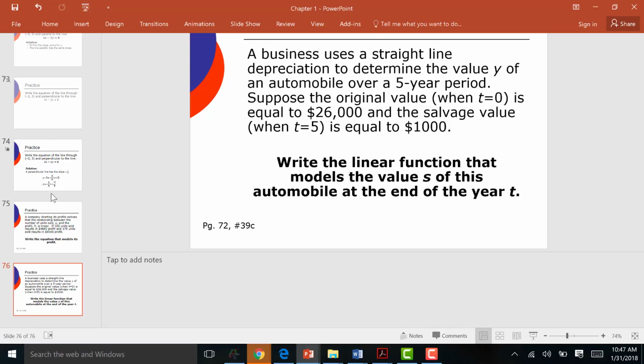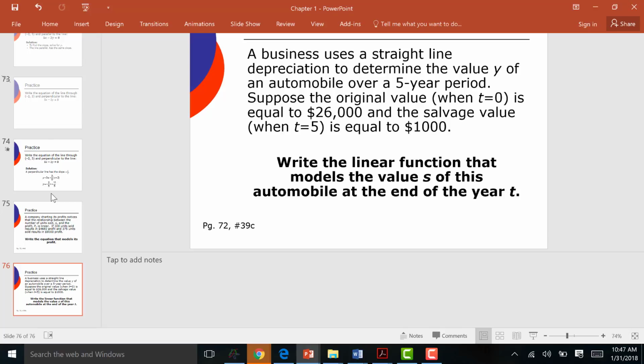Should it be negative? Yeah. Where's my mistake? Aha! On the bottom, this should have a negative sign right there. So that should have been a negative $5,000 per year because it's a loss. It's depreciating. Is that an uphill or downhill curve? Downhill is depreciating, so it should be going down. Alrighty, so do I have enough information to do my y minus y1 equals m times x minus x1 formula? Yes. Alright, let's start plugging some stuff in.